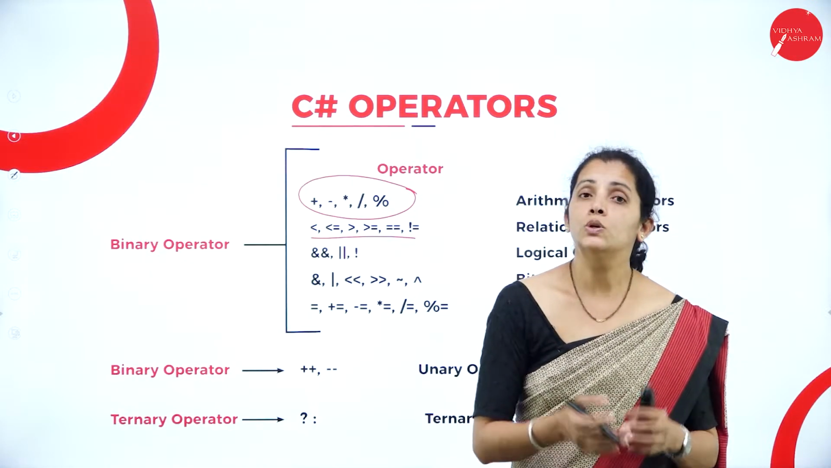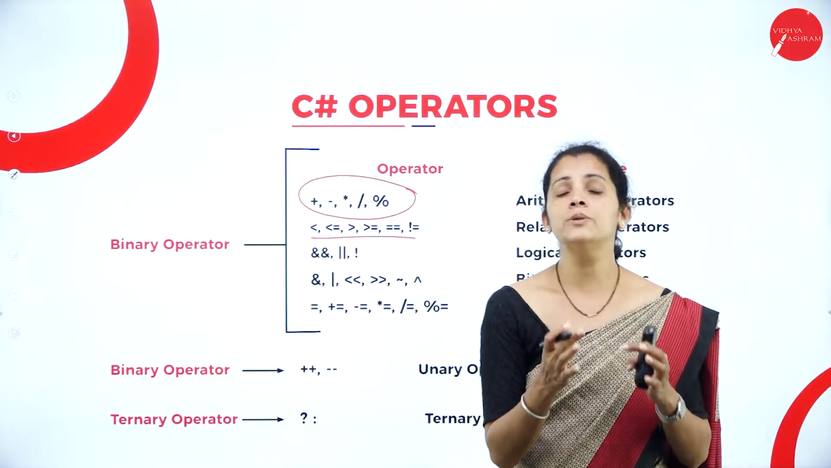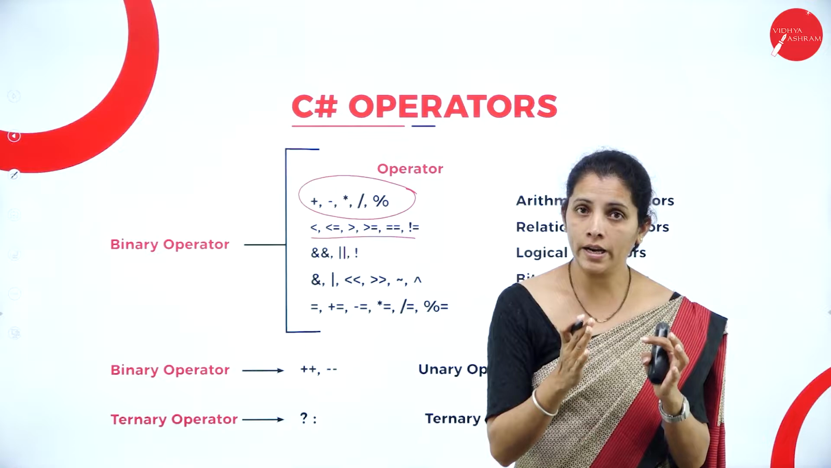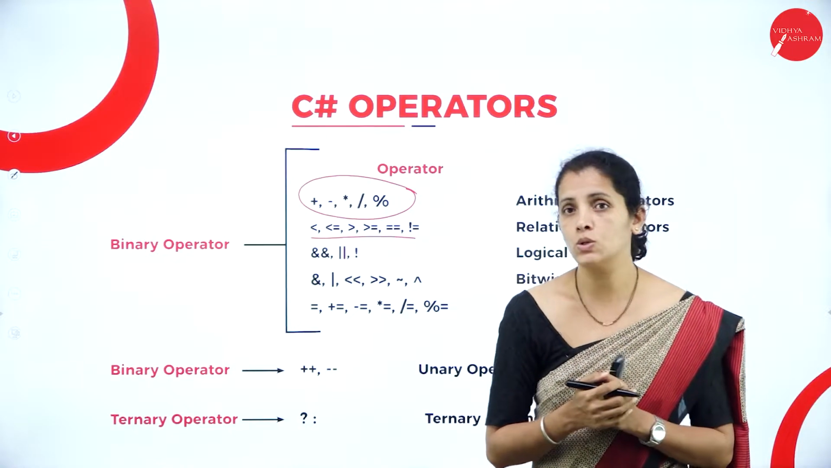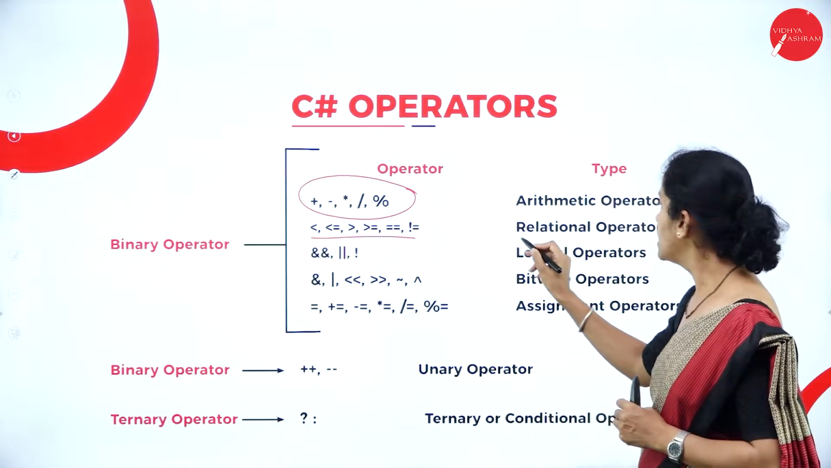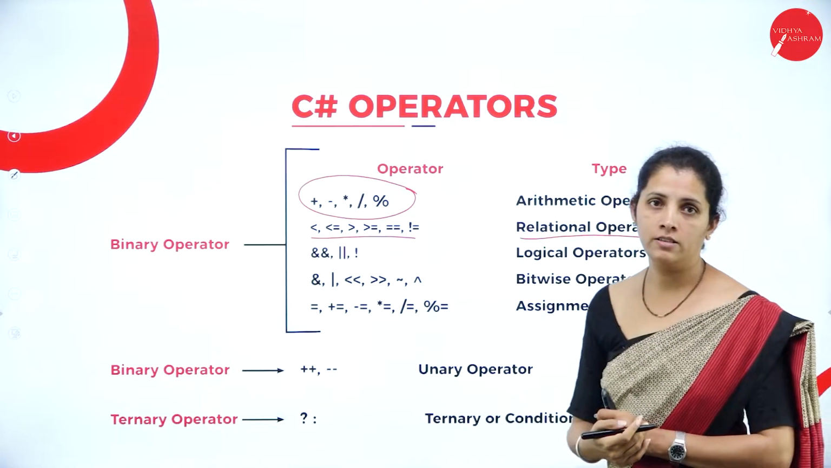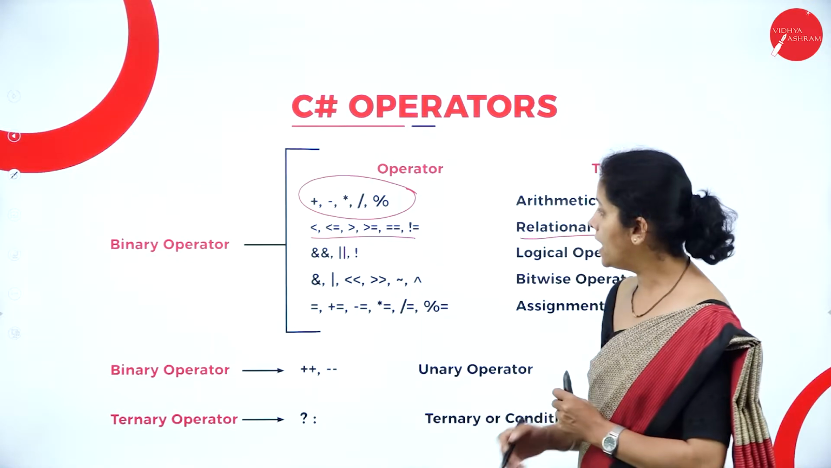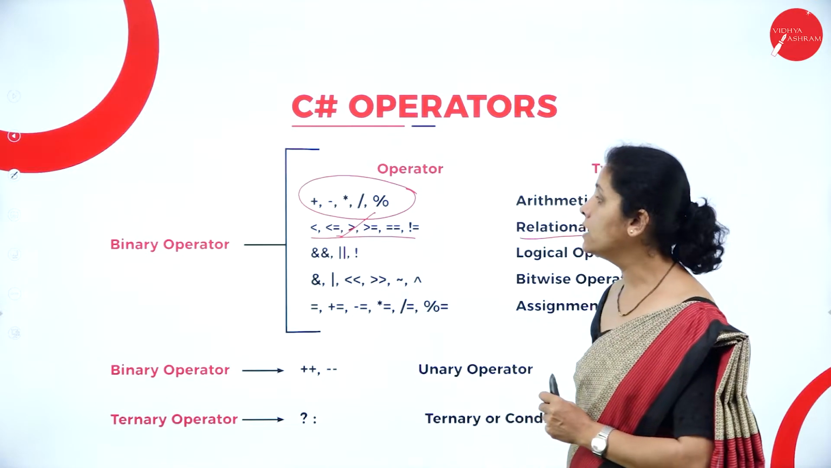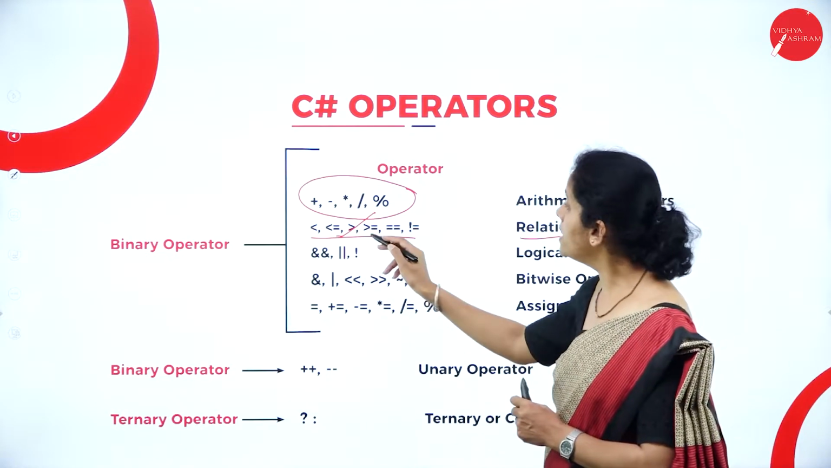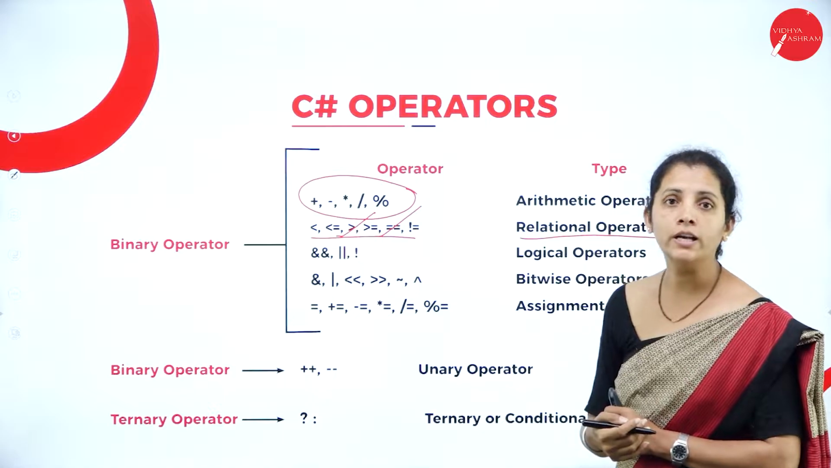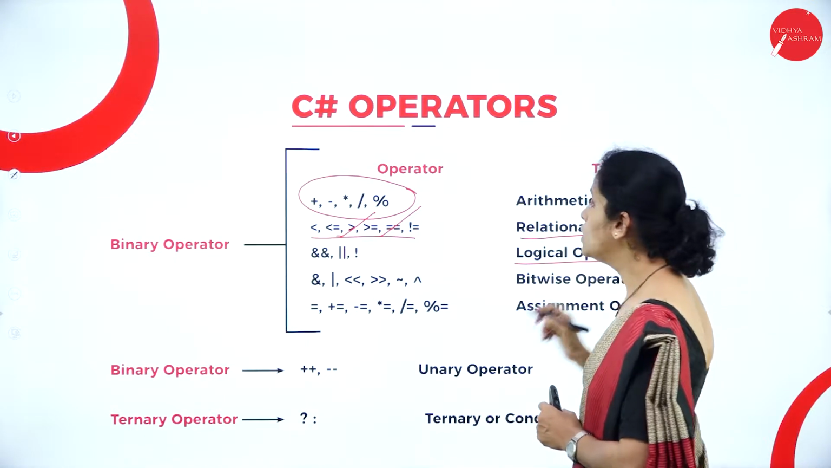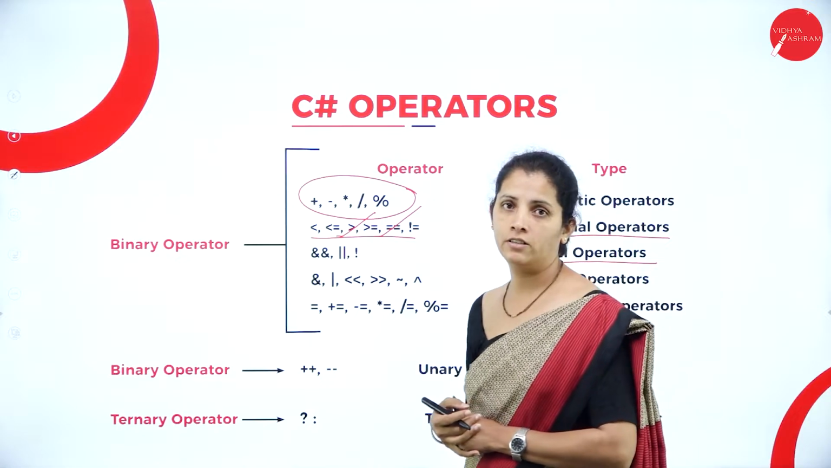So here, to check the relationship between the variables, the operators I'm going to use are known as relational operators. Then I have less than or equal, along with that greater than or equal, equal and not equal. Along with that, I'm going to have logical operators.